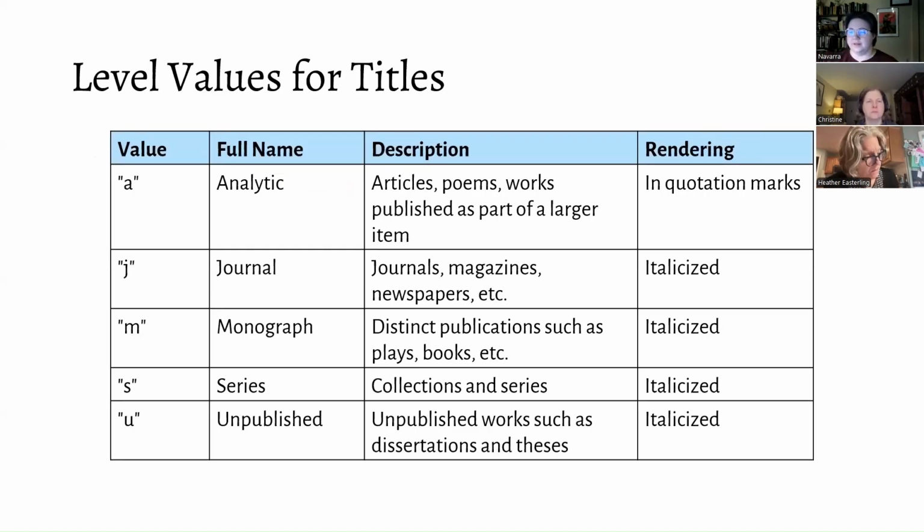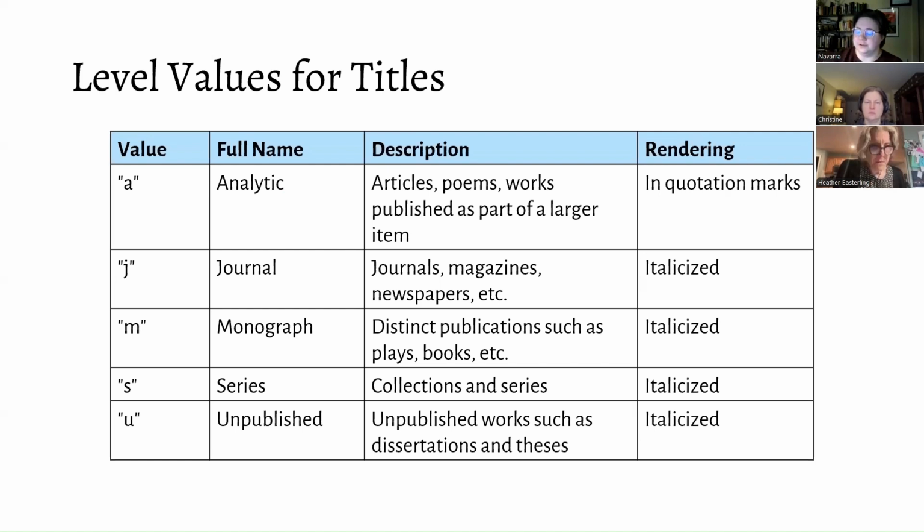So these are what those values are. A is for analytic. That's for anything that's published as part of a larger work. So that's your journal article, a poem, anything like that. And in our processing, our processor adds quotation marks, so you don't need to add those. That happens whenever you have that title level equals A, which is why it's so important to have that level put in correctly. I believe everything else renders just italicized.